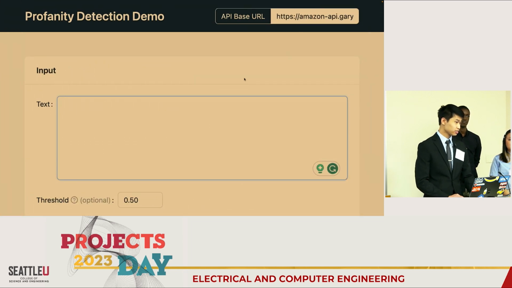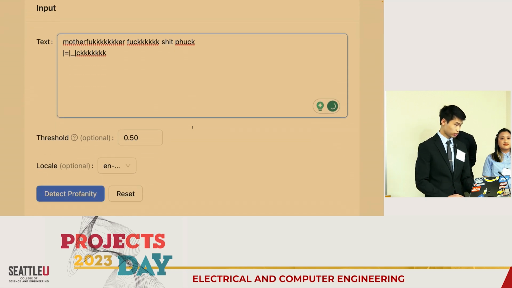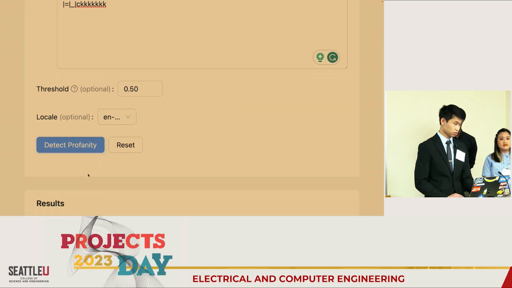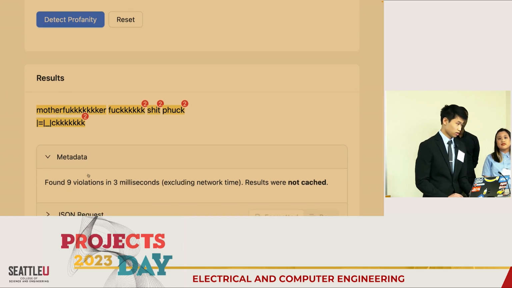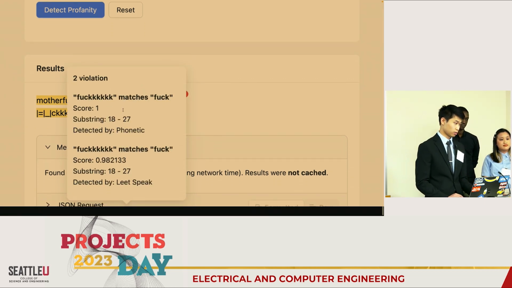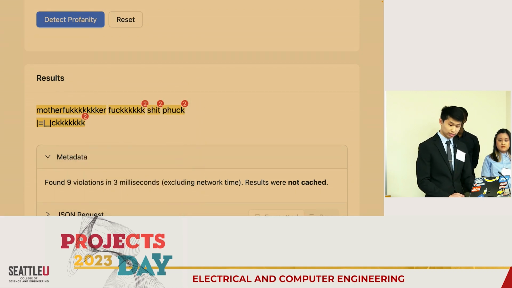Alrighty, so this here is what the website looks like. As you can see, we have a text input. Within this text input, you can put anything you'd like, including profanity or variations of profanity. If we scroll down and click this Detect Profanity button, we'll see that instances of profanity have been detected. If we were to click on the highlighted profanity, we can see how it was detected. For example, this specific instance here was detected by both the phonetic and leet speak strategies that we have within our code base.